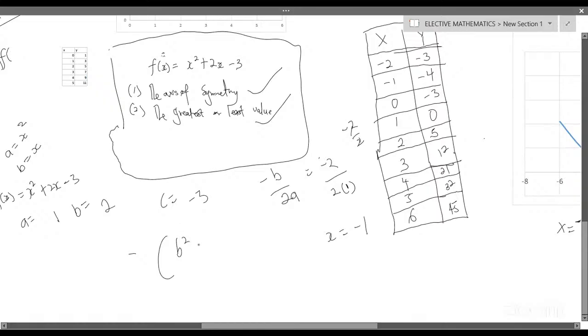So, the formula is -B squared minus 4AC over 4A. So minus, what is our B? 2 squared minus 4. What is our A? 1 minus C. What is our C? -3 over 4. What is our A? 1.